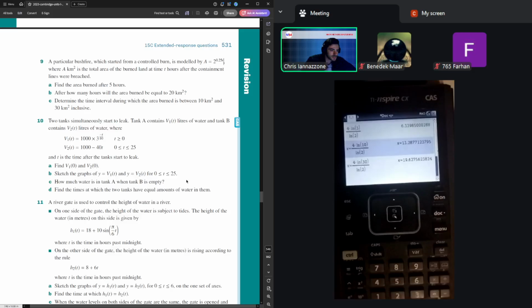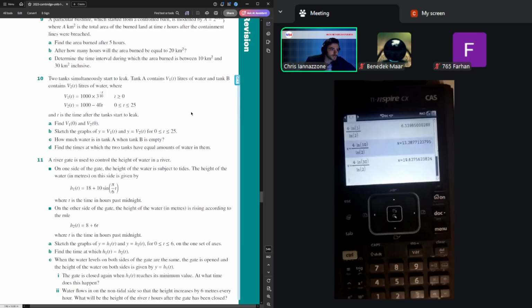Okay, next up, question 10. Two tanks start to leak. One has a linear leak, the other has an exponential leak. Find V1 0, V2 0. Just by looking at it, they're both going to be 1,000. Shoving in t equals 0 into the exponential causes the exponent to go to 0. Anything to the power of 0 is 1, and therefore 1 times 1,000 is 1,000. Linear is a bit simpler. Putting a 0 there just removes the whole thing. Both of them start out at a volume of 1,000.